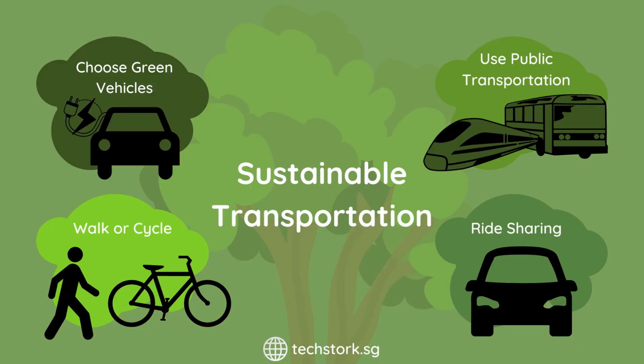Sixth, sustainable transportation systems. The transport sector accounts for a significant share of global CO2 emissions, mainly from burning fossil fuels in vehicles. Mitigation strategies in transportation include promoting electric vehicles, EVs, powered by renewable energy. Developing efficient public transportation systems, such as electric buses and railways. Encouraging non-motorized transport like cycling and walking.